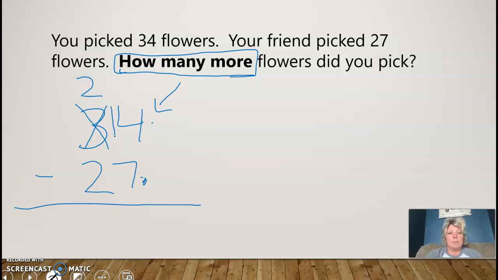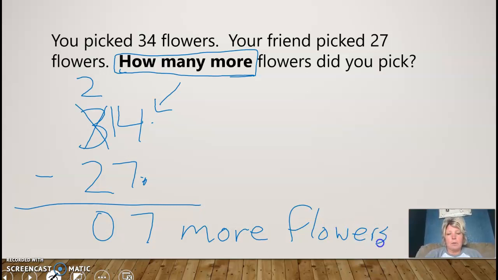Is this what you did? Well, here's the doubles fact. 14 minus 7 is 7 because I know 7 plus 7 equals 14. And 2 minus 2 is 0. So my answer is 7 more flowers. But we said there's more than one way to solve a problem, so maybe you did some counting up.